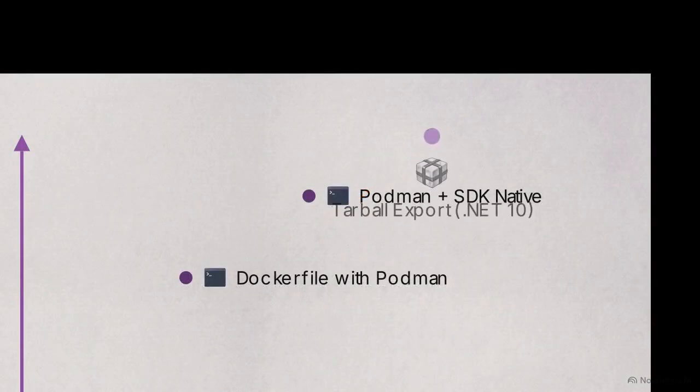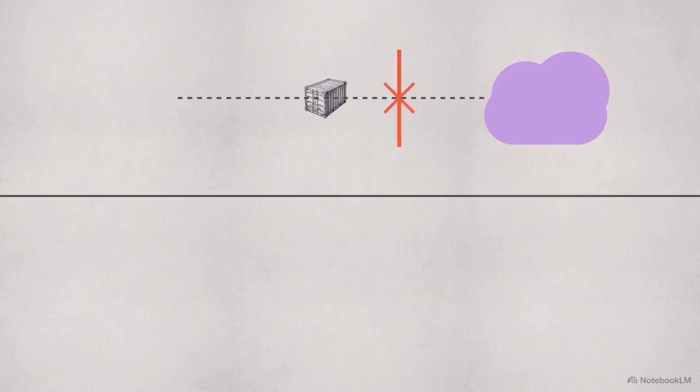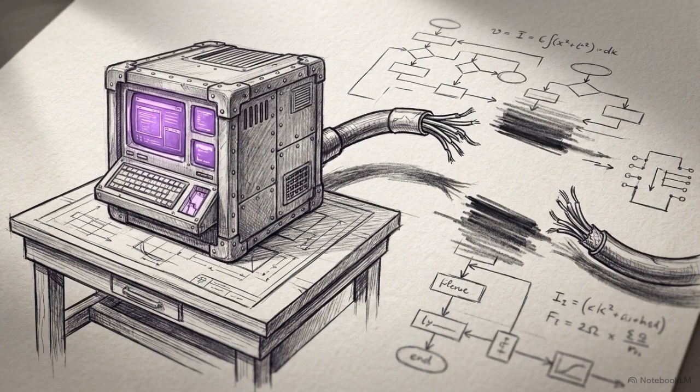For heavily restricted environments, .NET 10 includes a Tarball Export feature, sitting at the high end of our security axis. Instead of pushing an image to a live registry over a network, Tarball generates a complete container image archive as a local file. You trade developer convenience for the ability to support air-gapped network architectures, where a live registry connection isn't an option.